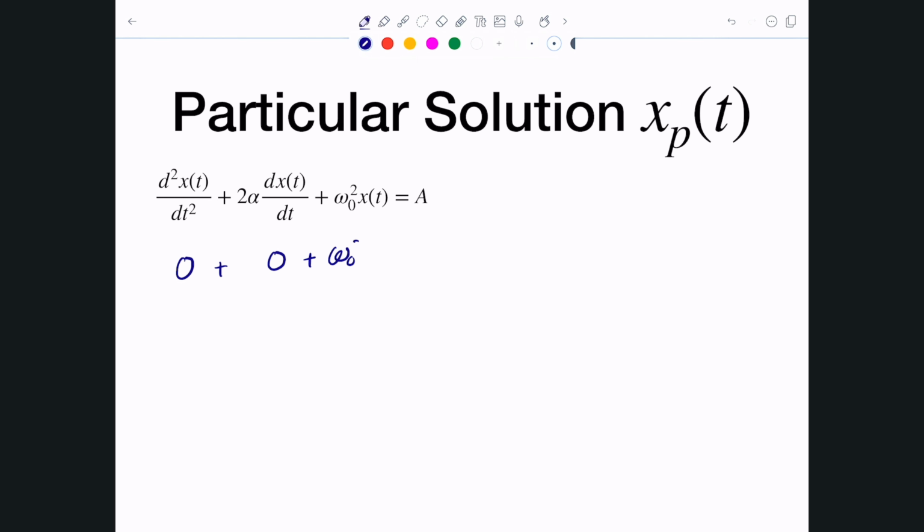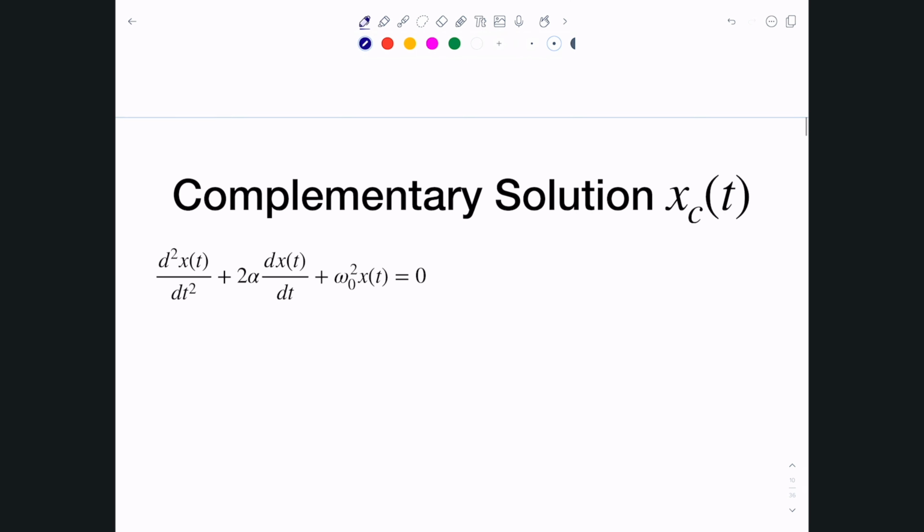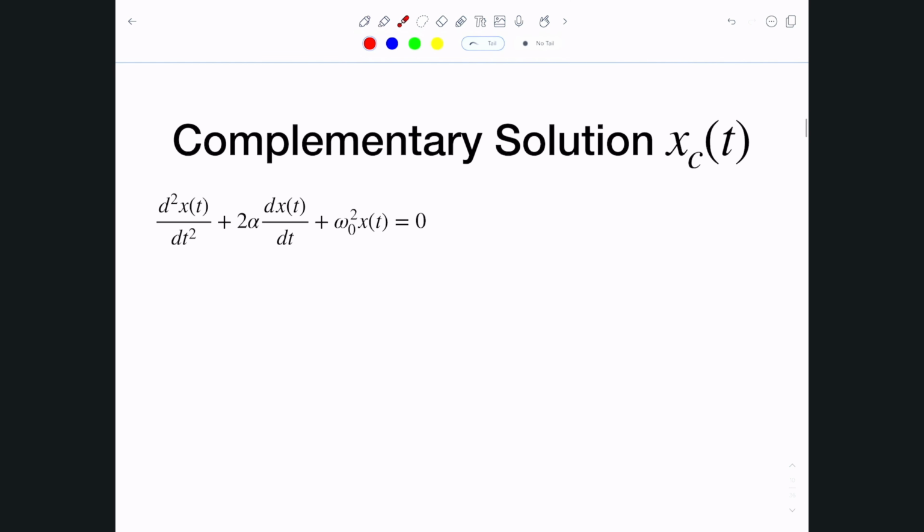That leaves me with omega 0 squared times the particular solution equals a. That means we can get the particular solution by simply dividing that number a by omega 0 squared. And that is the particular solution for a constant forcing function. All right, so that's the particular solution. Let's move on to the complementary solution. As a quick reminder, the complementary solution applies to the same differential equation, except now we don't have a forcing function.